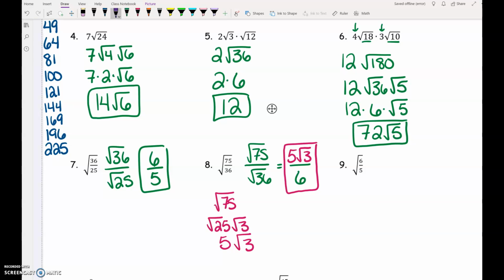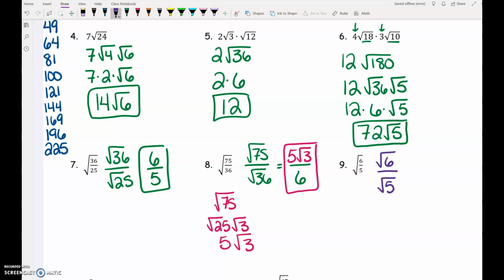Number 9, we have the square root of 6 over the square root of 5. Can we break either of those down? Okay, now here's the problem. The square root of 5 is an irrational number. It would be a decimal that would keep on going forever and ever. You are not allowed to have an irrational number on the bottom of the fraction. So we have to find a way to make this square root on the bottom go away.